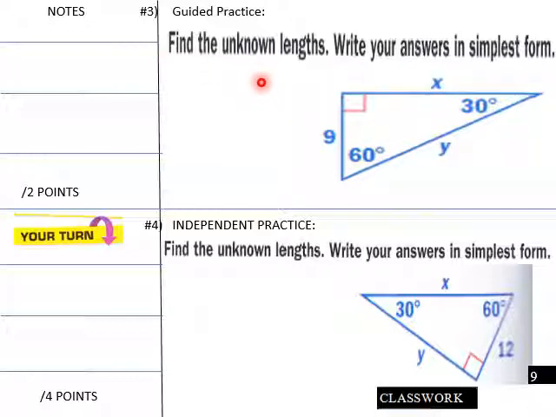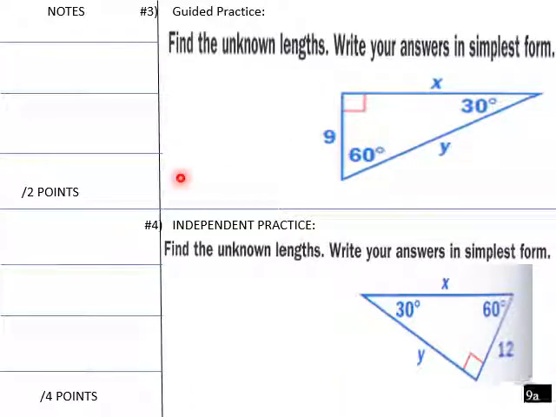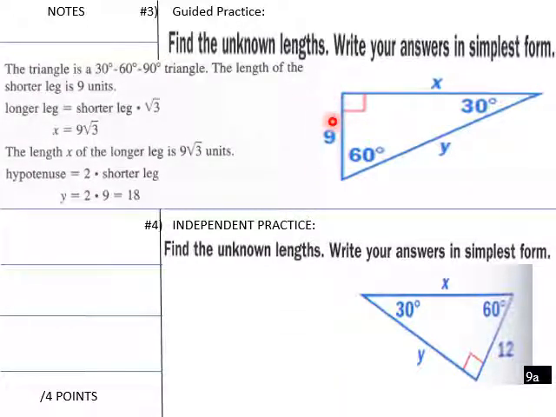Guided practice number 1. Students, this is yours, so pay attention up here. Okay, to find our lengths here, we know the length of our short leg here is opposite of the 30 degree angle. This is the short leg, so it'll be 9 times square root of 3 would be the longer leg. So we know x equals 9 times square root of 3, and then our hypotenuse here would be 2 times 9, remember? 2 times the short leg equals the hypotenuse, that'd be 18. Again, students, pay attention so you can do your independent practice.